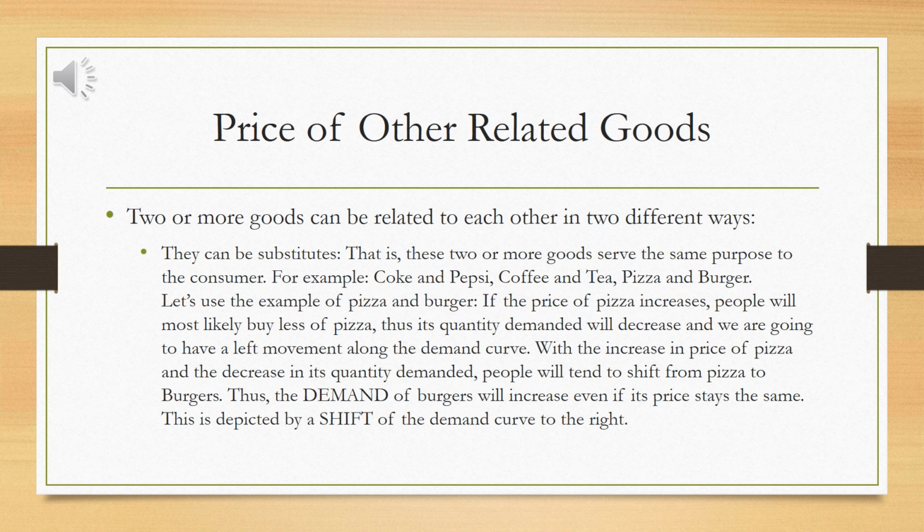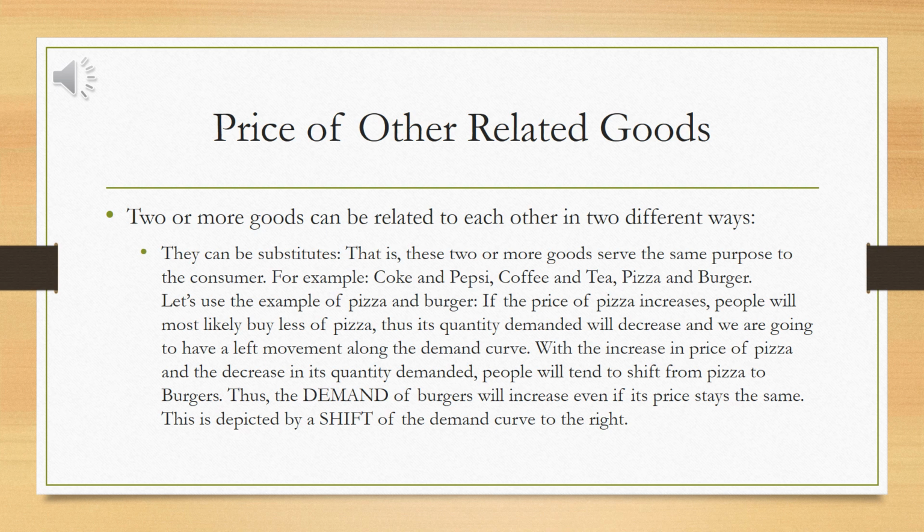Two or more goods can be related to each other in two different ways. They can be substitutes, that is, these two or more goods serve the same purpose to the consumer. For example, Coke and Pepsi, coffee and tea, pizza and burger. Let's use the example of pizza and burger. If the price of pizza increases, people will most likely buy less of pizza. Thus, its quantity demanded will decrease, and we're going to have a left movement along the demand curve.